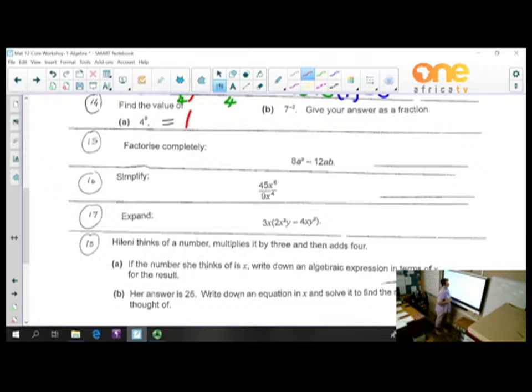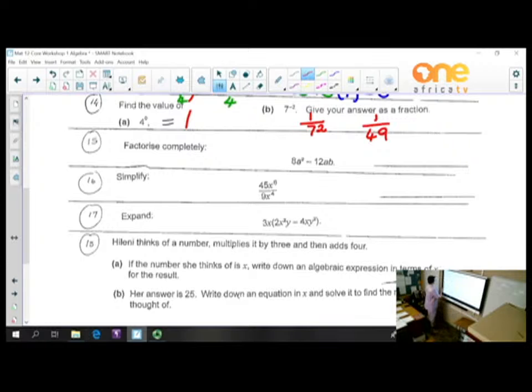7 to the power of negative 2, give your answer as a fraction. That was the next rule that we had there. So this is the same as 1 over 7 to the power of 2. The negative index is equal to the positive reciprocal. You can give it like this, or you can say 1 over 49. That will also be right in this case.